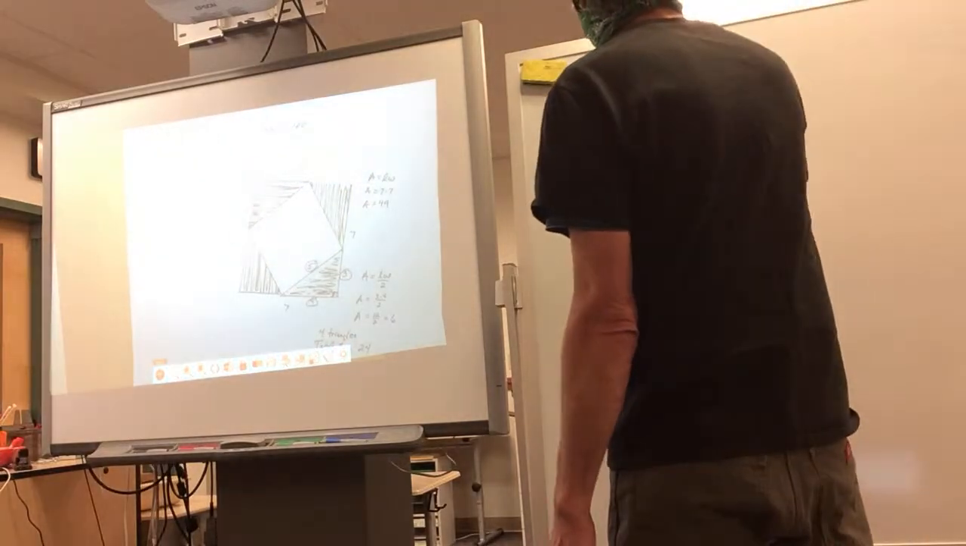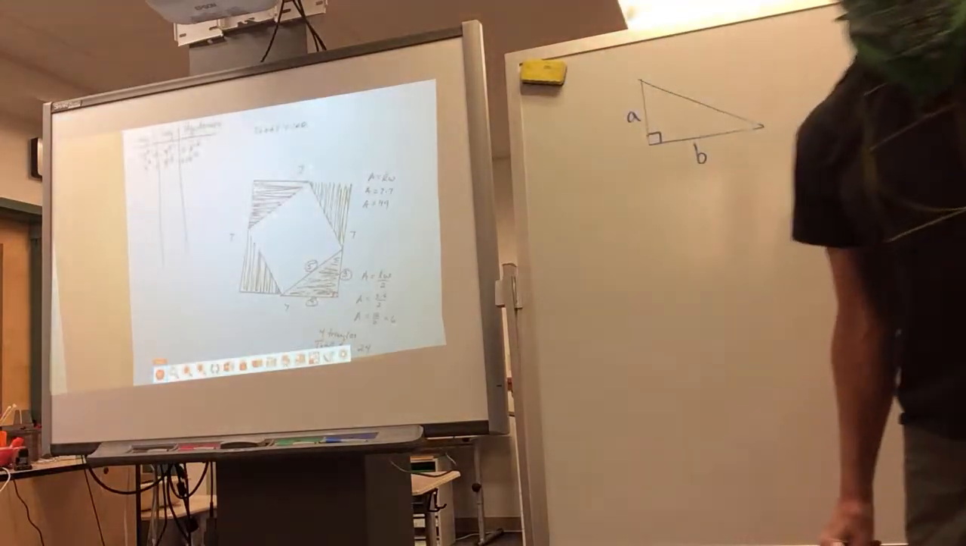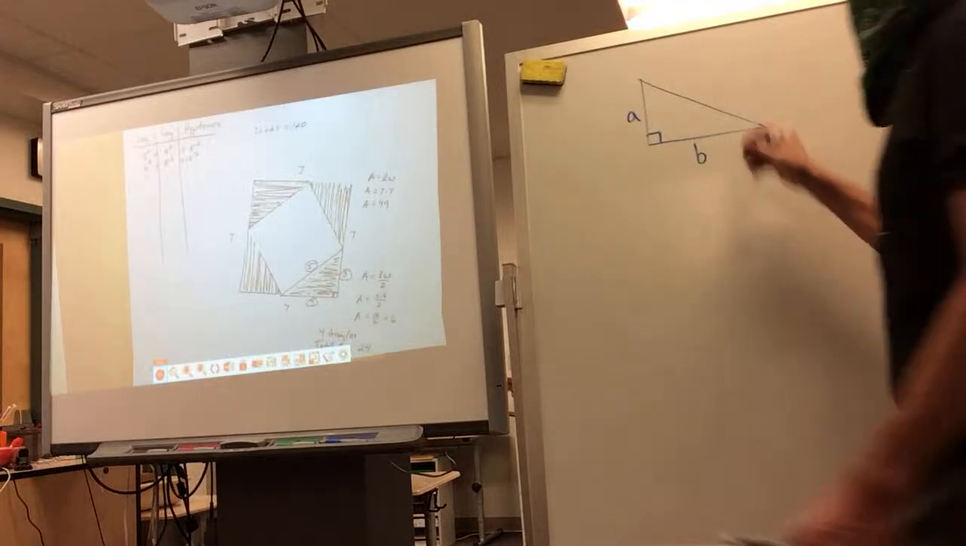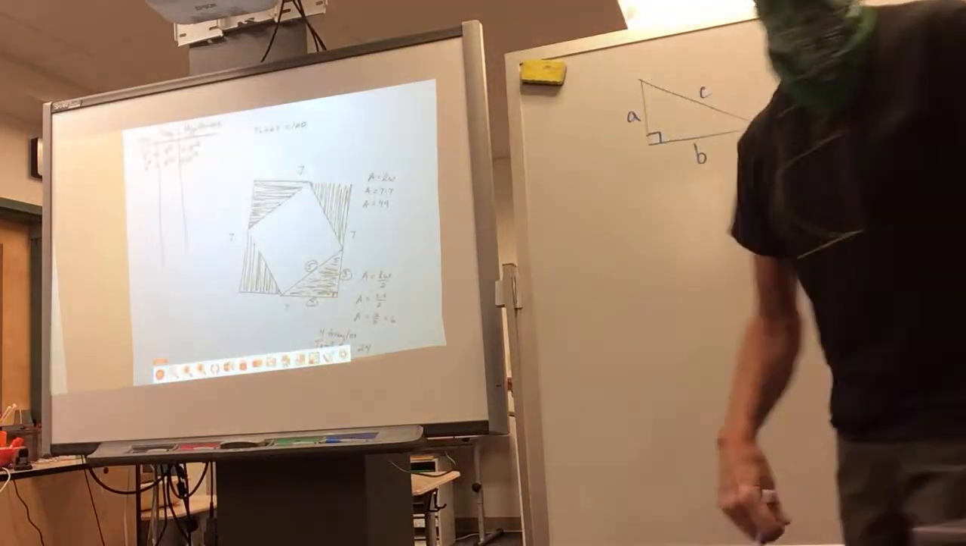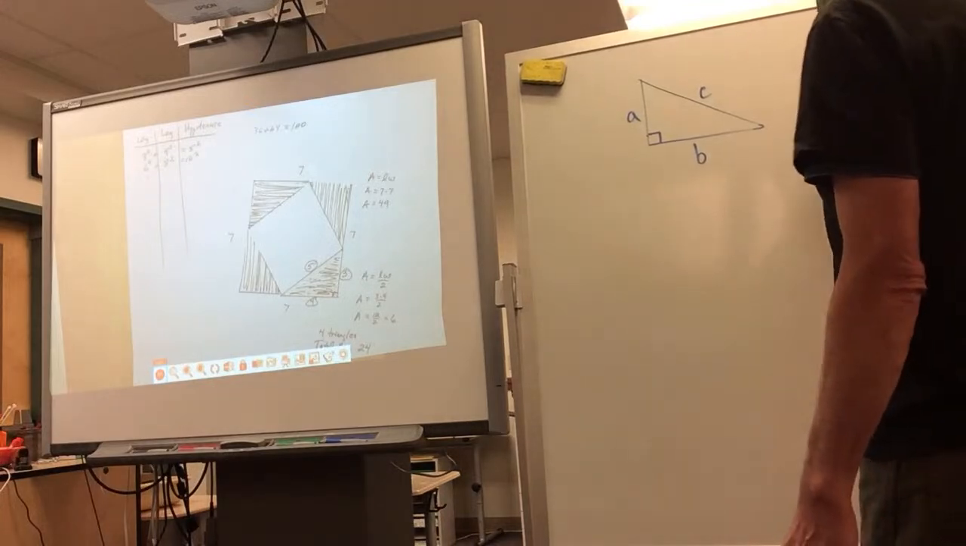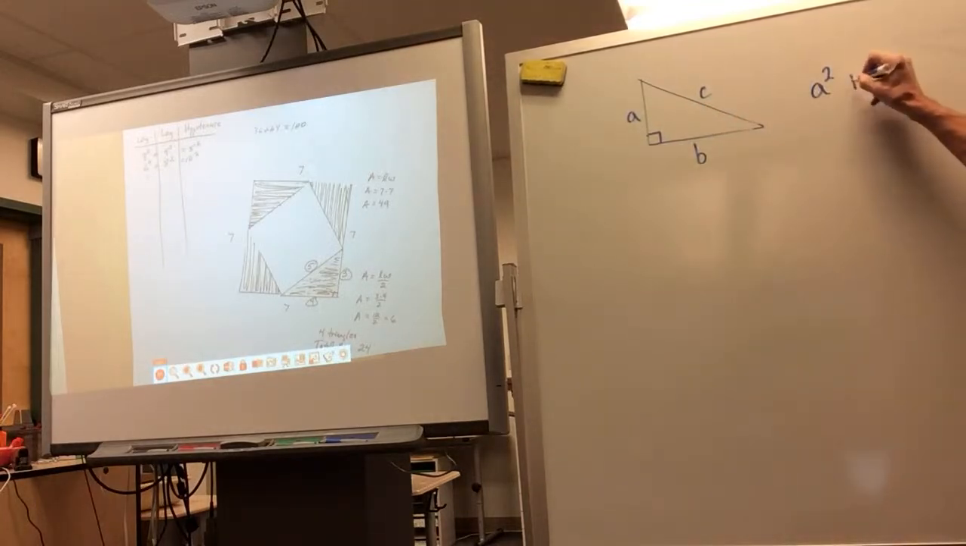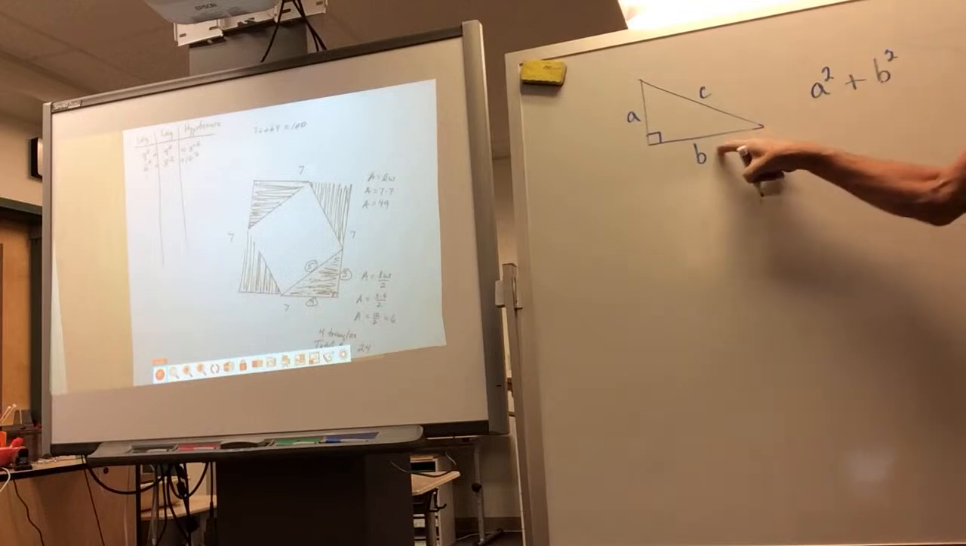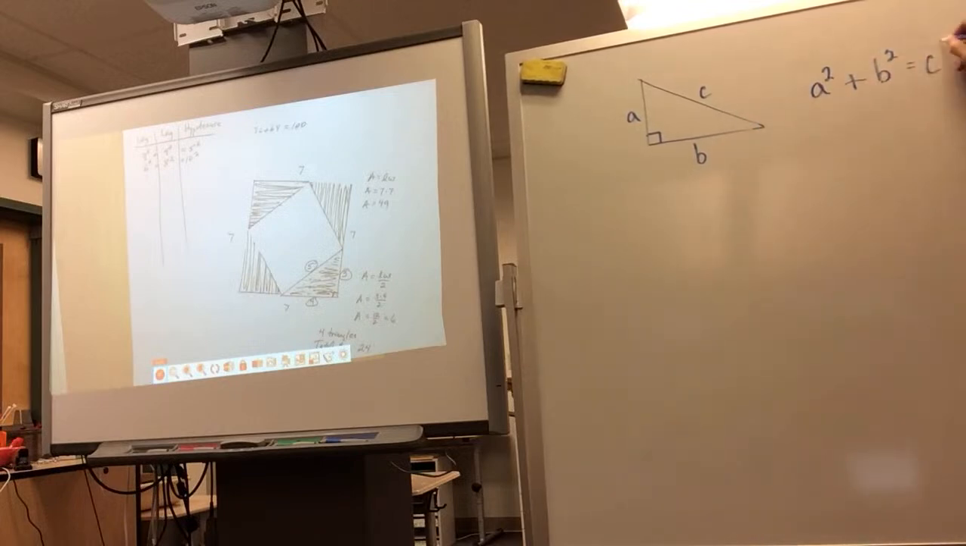And if we were to call the legs A and B, and then we call the hypotenuse C, and we can use any letter set that we want. We could use X, Y, and Z. It doesn't matter. If we took that first leg squared, and we added it to the second leg squared, it will always equal the hypotenuse squared. Always. A squared plus B squared is equal to C squared. That's the Pythagorean theorem.